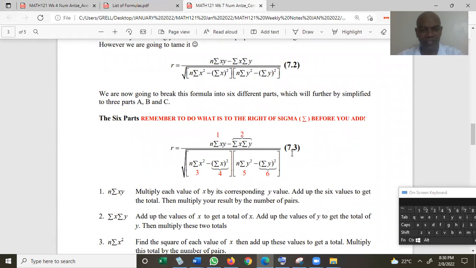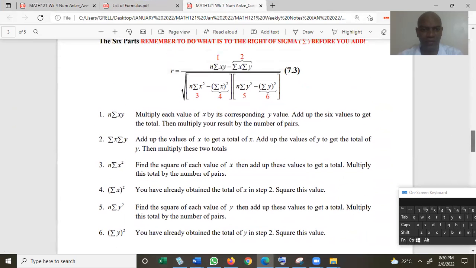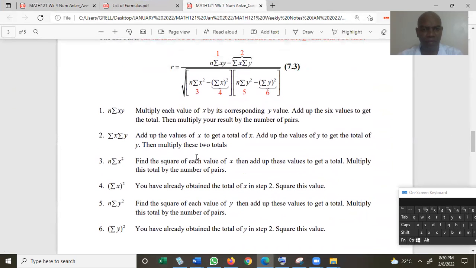We're going to calculate 6 numbers, 1, 2, 3, 4, 5, 6. Break down this formula into 6 numbers. Here are the steps to calculate each part, starting with number 1, and then we're going to substitute into the formula later. So we're going to understand how to calculate that first number here.